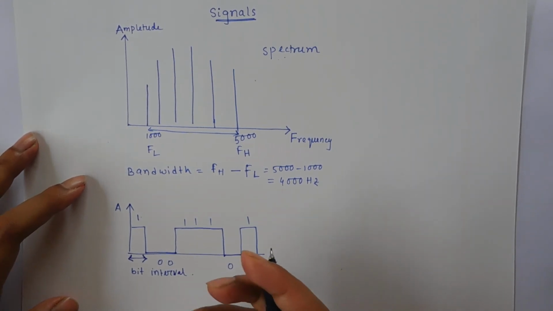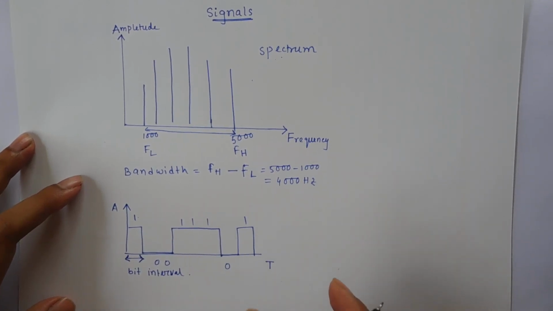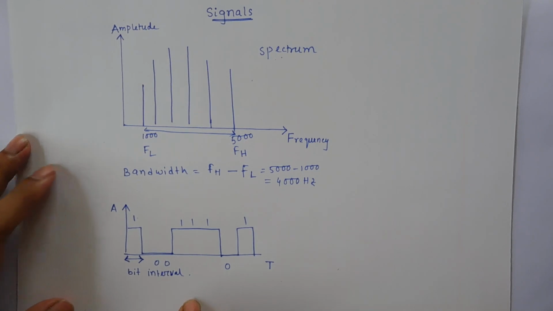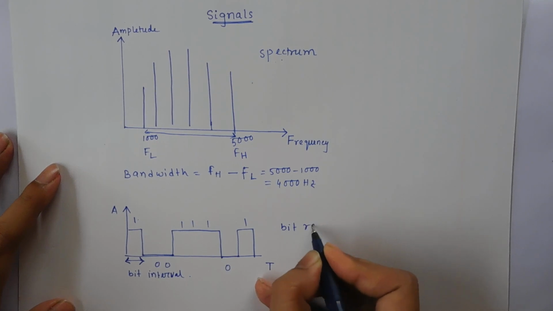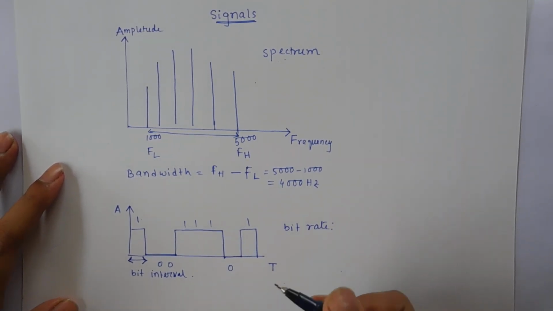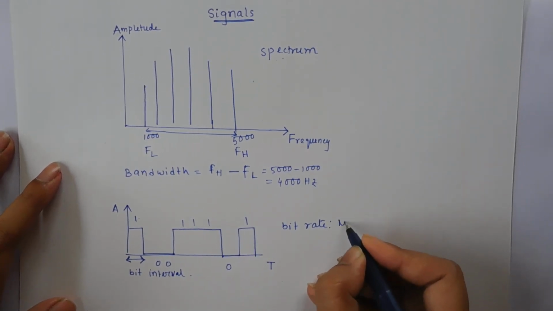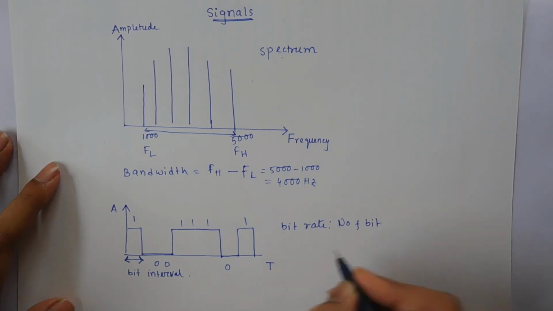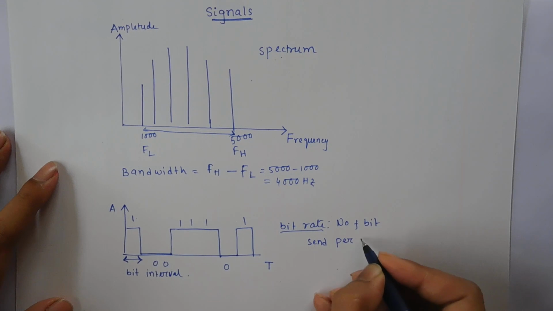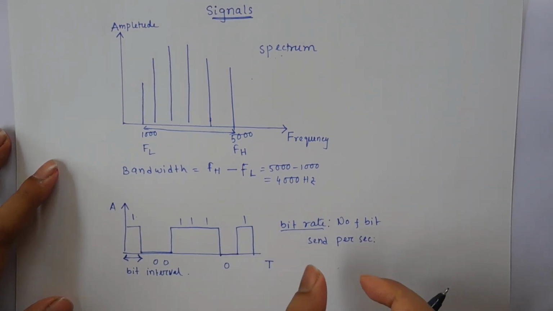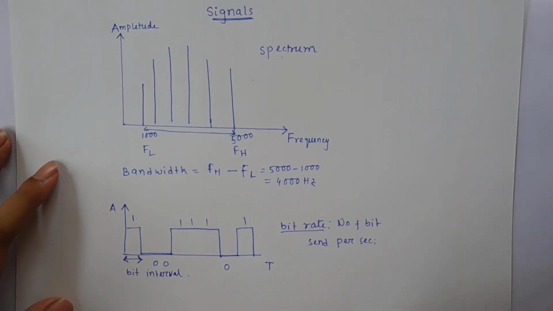And for an analog signal, frequency is the number of total cycles or periods sent in 1 second. Here, the frequency is represented as bit rate. The new term is bit rate. That means the number of bits sent per second. So bit rate is equivalent to the frequency.